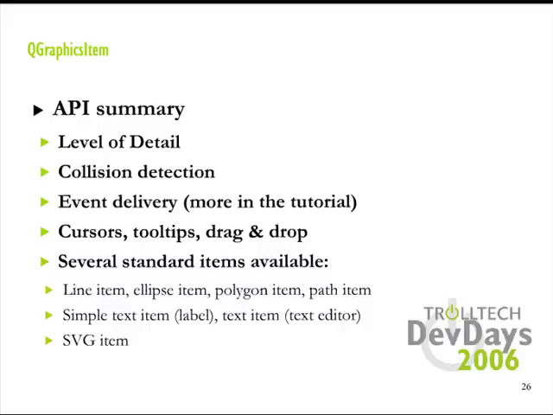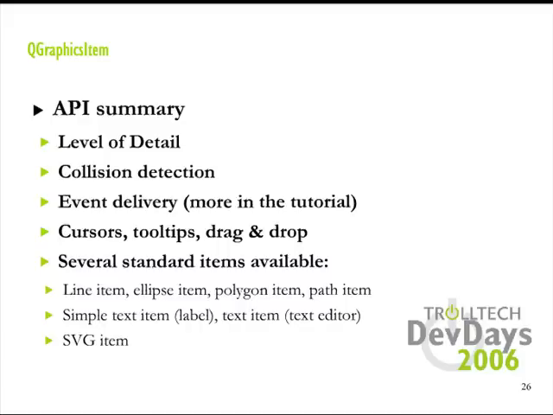We also implemented full event delivery for these items, so you can implement the mouse move event for a graphics item, and then you can say something like set hover events enabled, and when you hover over the items, you get the mouse move events, and you can change the foreground color, for instance. All these nifty features I think you'll benefit from in the long run. There are other things to make these items behave more like real components: cursors, tooltips, drag and drop. And this example that I showed earlier with this rectangle, I could have implemented using one of the standard items that we provide. We provide lines, ellipses, polygons, rectangles, paths.